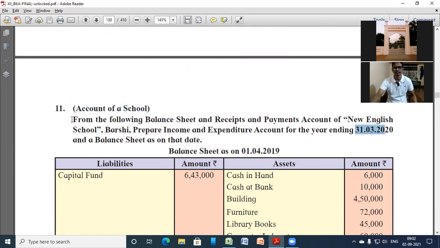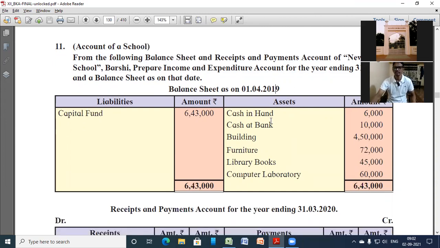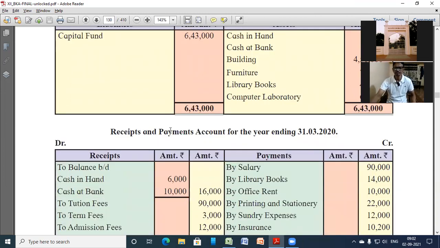As we know that in NPO, not-for-profit organization, some charitable trusts are working, government schools are coming in that. So here we have an example of the school. We have been given a balance sheet of the previous year, 1st April 2019, and we have to prepare financial statements on 31st March 2020 after completion of this financial year. So we have a last year balance sheet, then receipt and payment account on 31st March, that is the year ending.